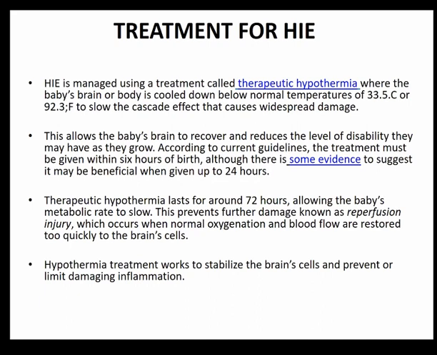HIE is sometimes managed, which is new, through therapeutic hypothermia, where the baby's body is cooled down to a temperature below 33 degrees to slow the cascade effect that causes vital damage. This allows the baby's brain to recover and reduces the level of disabilities. So it should be done. The thing is that it should be done within 6 hours of life, and after 24 hours there is less benefit. Therapeutic hypothermia should be carried out for at least 3 days, 72 hours.